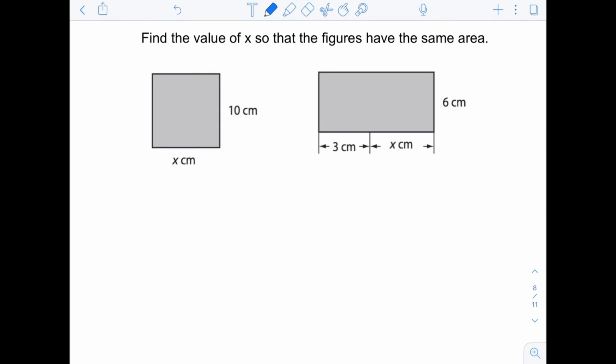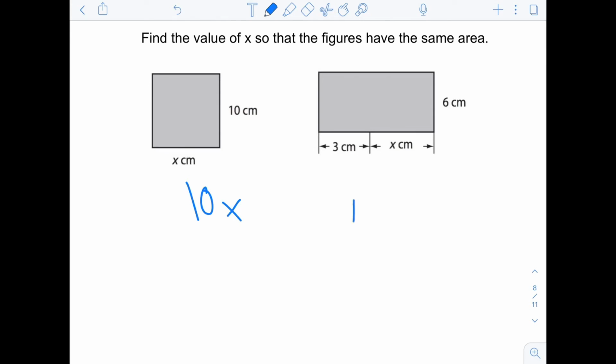So here's a word problem. Find the value of x so that the figures have the same area. So we know that the area of a rectangle is length times width. So we're going to multiply the sides together. So the area of this figure here is 10x, because you're multiplying the sides together.